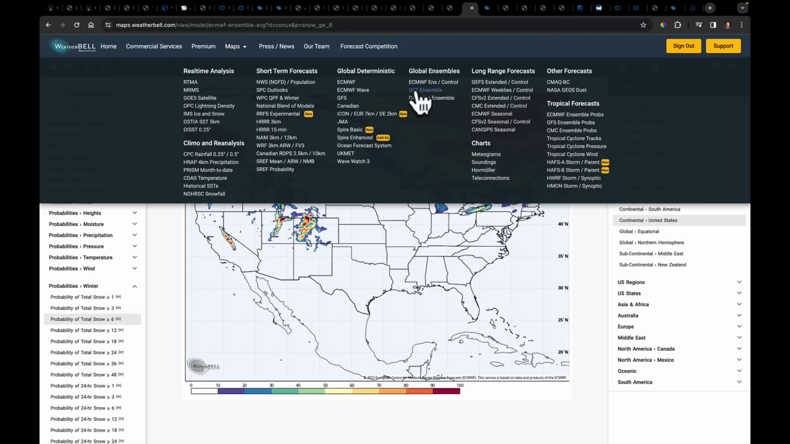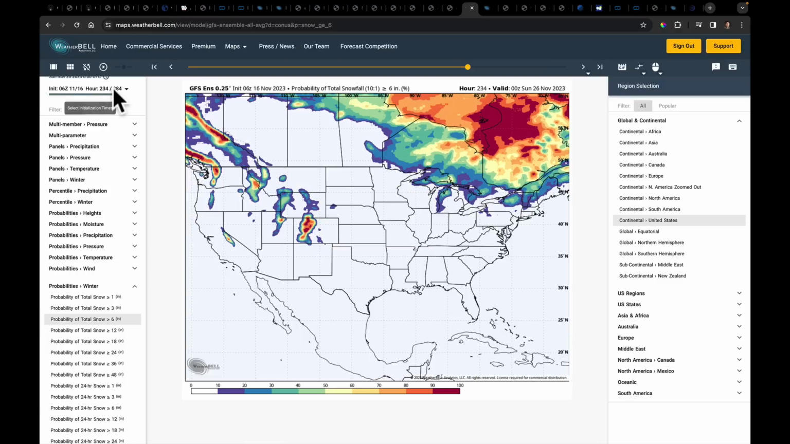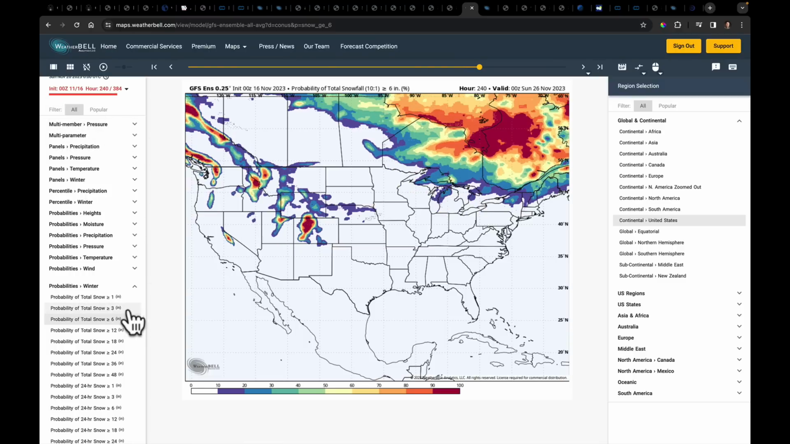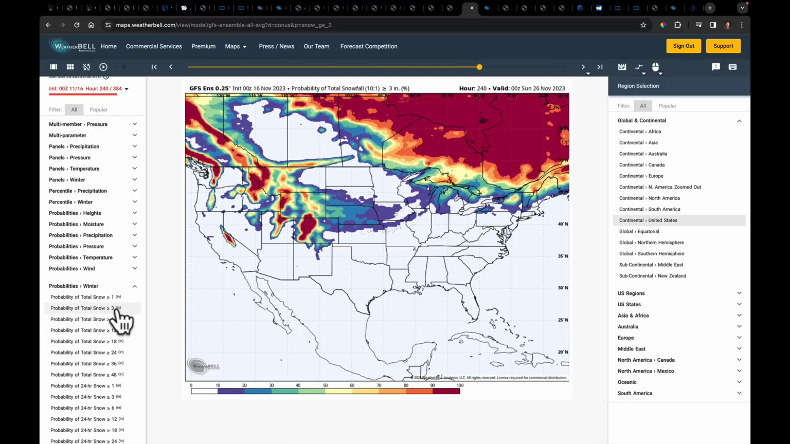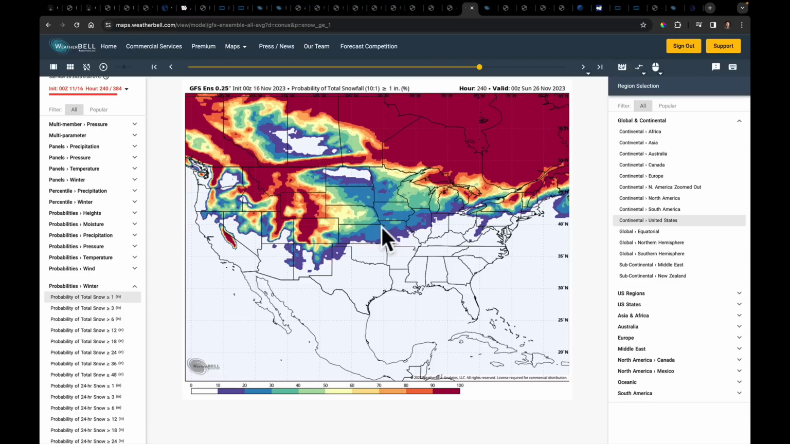But I want to go to the GFS ensemble, and I want to take you back to the 0Z run and do the same thing, but let's go look at the chance for 1. Look at that, much higher in this area with that second system coming through next week. So just thought we'd kind of point that out.